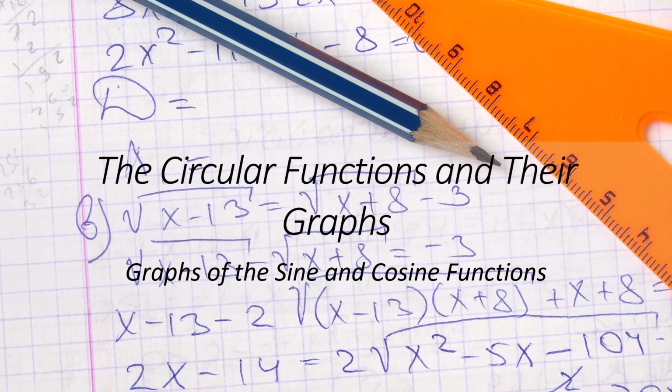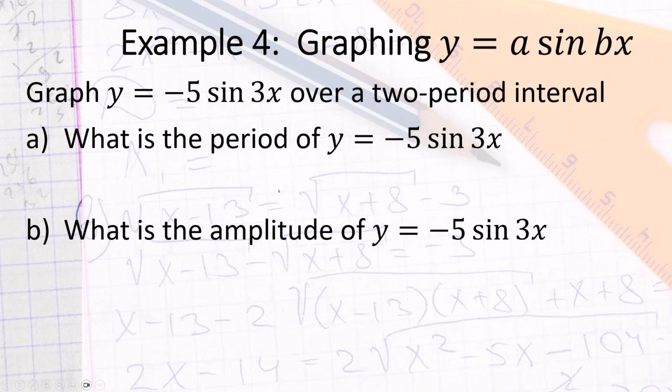In this video, we are going to go over some examples which hopefully will serve you well on your homework. And this is our first example. We want to graph the equation y equals negative 5 times the sine of 3x over a 2-period interval. Of course, to do that, we need to know what the period is. And we're also going to want to know what the amplitude is.